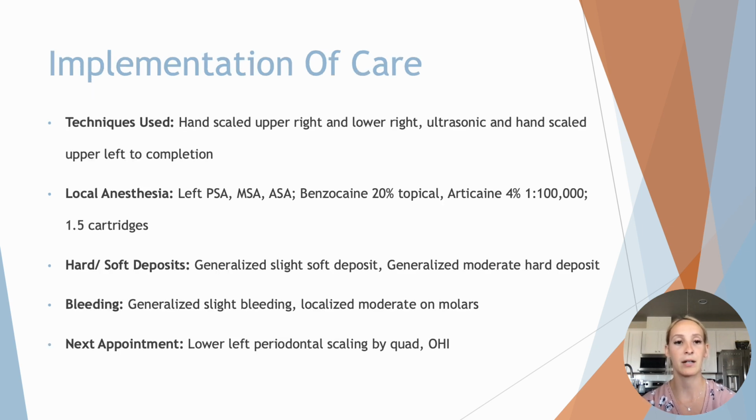Implementation of care, technique used: hand-scaled upper right and lower right, ultrasonic and hand-scaled upper left to completion. I did a left PSA, MSA, ASA using benzocaine 20% topical, articaine 4%, 1 to 100,000, and I used 1.5 cartridges. He had generalized slight soft deposit with generalized moderate hard deposit, bleeding generalized slight, and localized moderate around the molars. And then his next appointment, lower left periodontal scaling by quad and OHI.